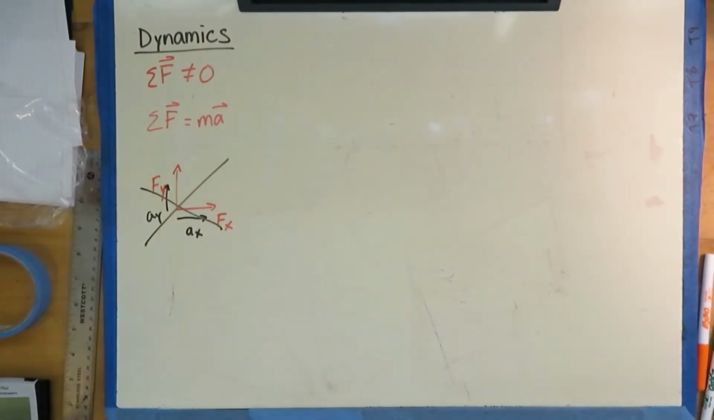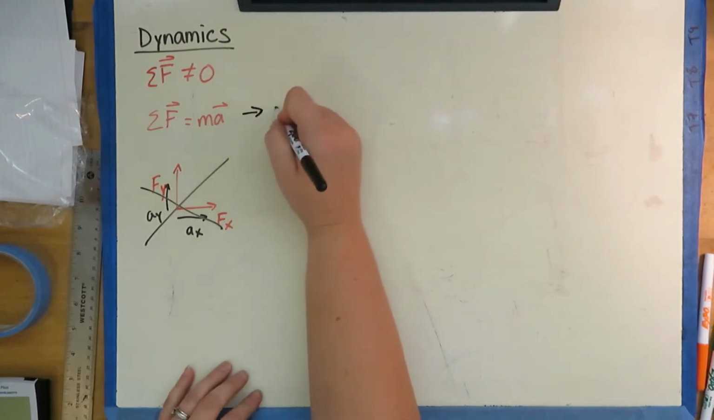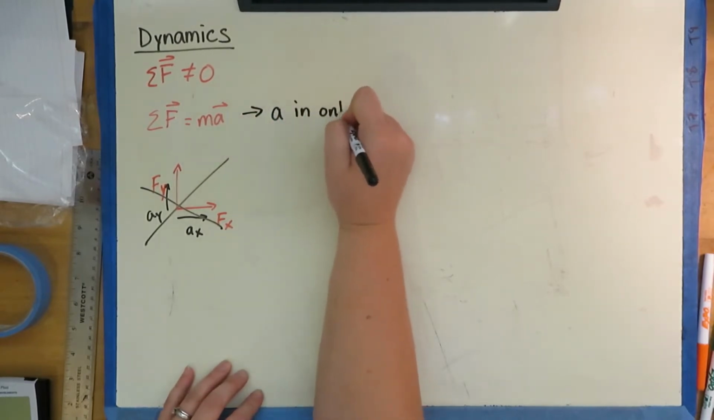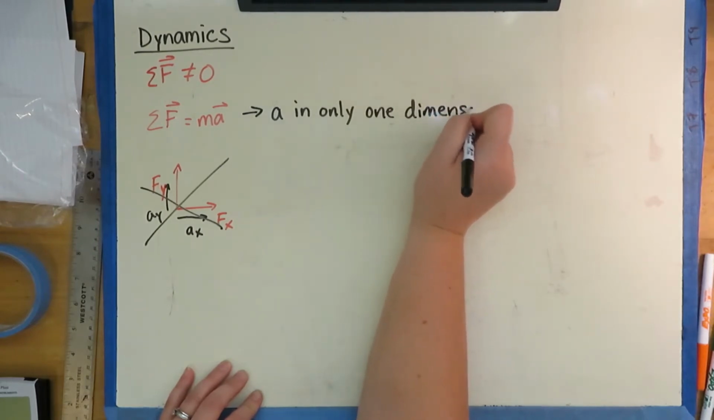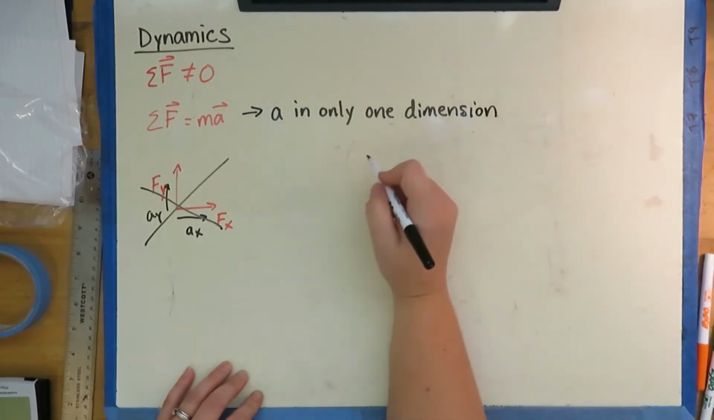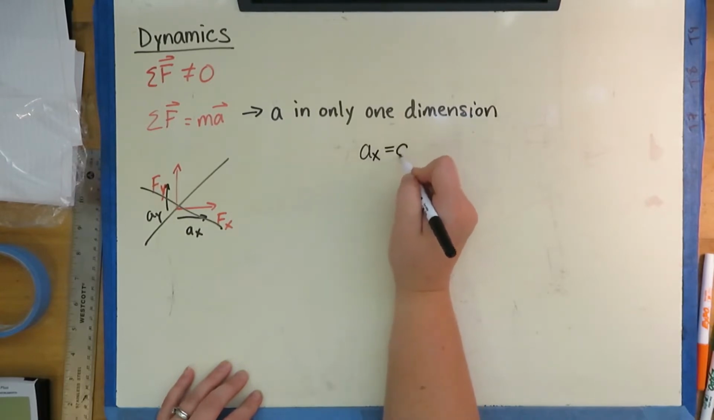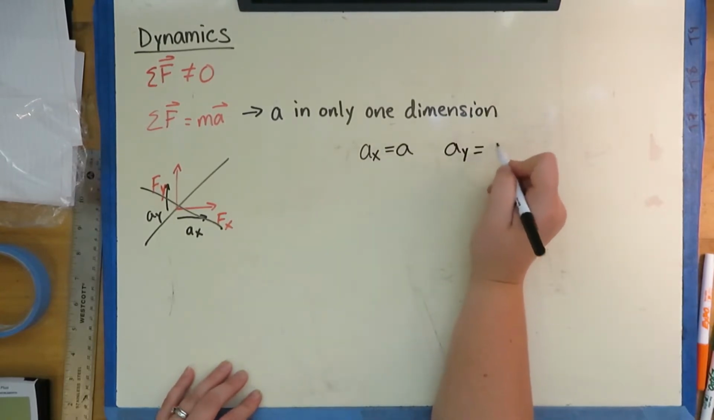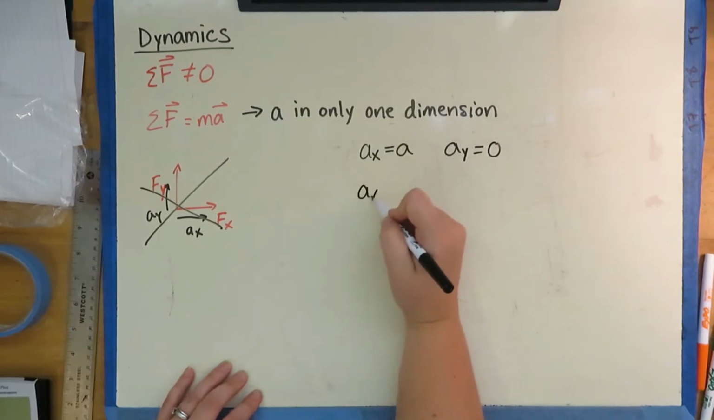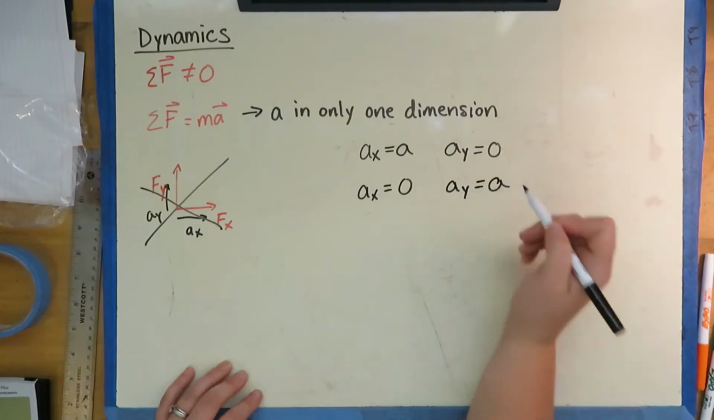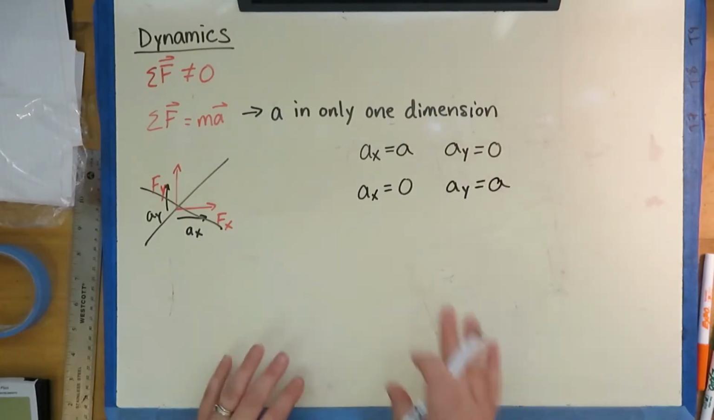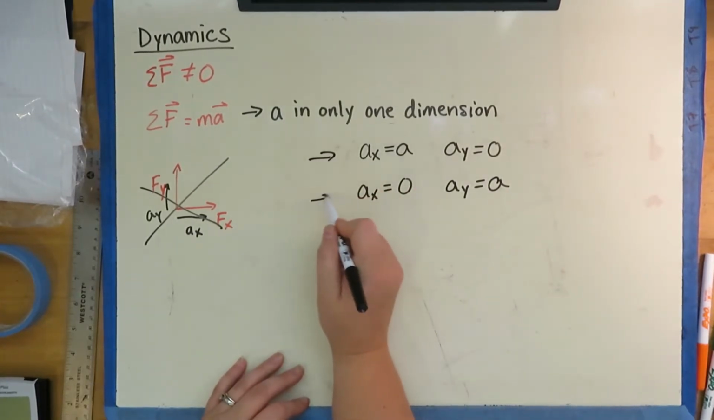So our goal, when we set up our free body diagrams and when we rotate our axes, is to have our acceleration in only one dimension. So it is either an acceleration in the x direction equal to a and our acceleration in the y direction is 0, or our acceleration in the x direction is 0 and our acceleration in the y direction is equal to a. That is our goal, to meet one of these two situations.